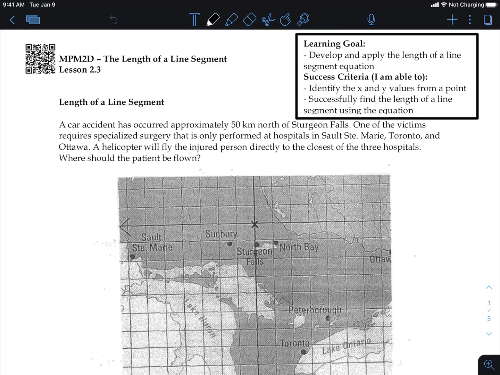Okay, so we need to figure out the length of a line segment given 2 points. 2 points create a line segment. I can find the length of that line segment from those 2 points. I'll give you an equation. There's an equation for it. You will use it a number of times, including on your assignment.